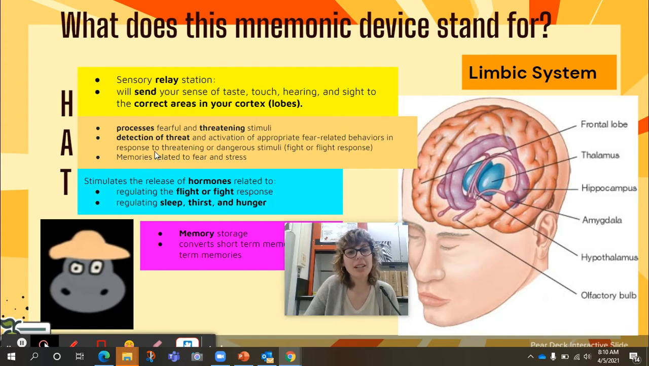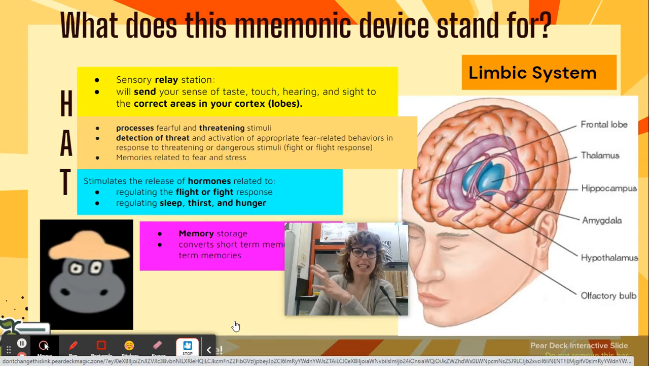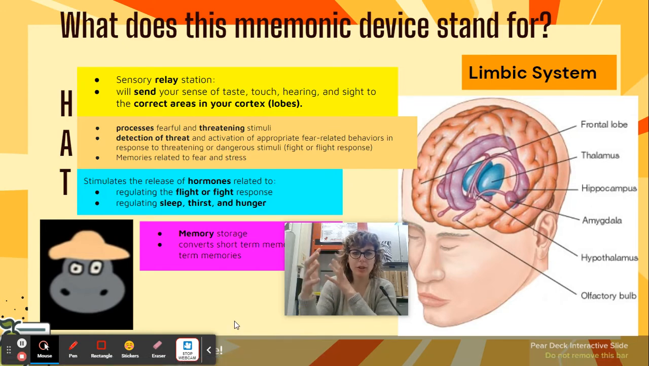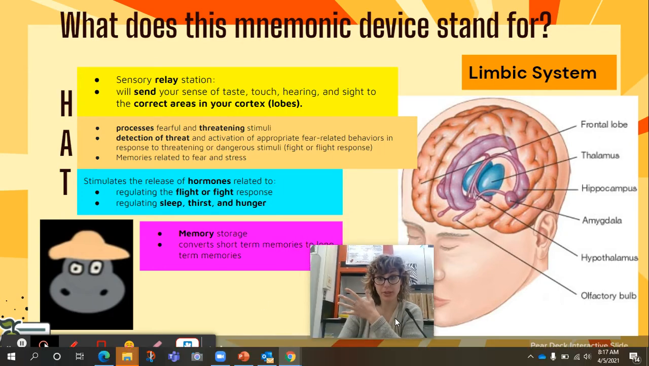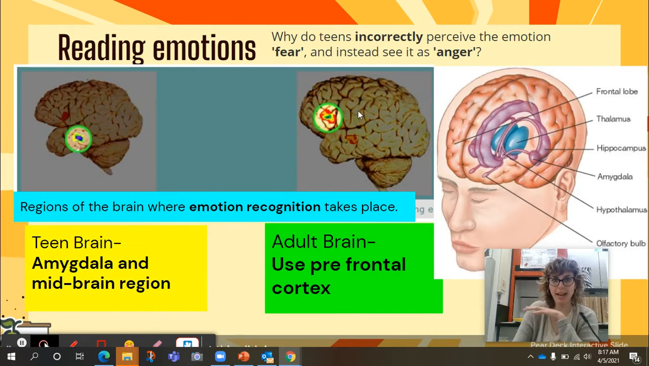Now remember, the amygdala was really, really important for us to remember. It's on both sides of the brain and it's kind of shaped like a little almond. And the amygdala is going to be our fight or flight center of the brain. So, using this idea that the amygdala is the fight or flight center of the brain, it's related to our fear responses, and it's also related to memories related to fear. So, we then learned this has a huge impact on how teens perceive their emotions.